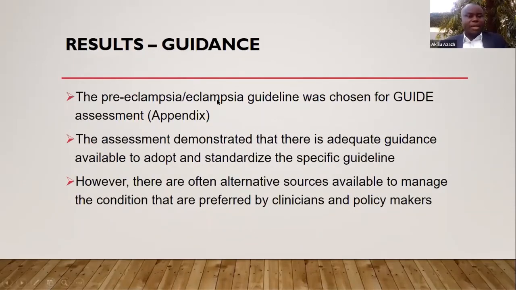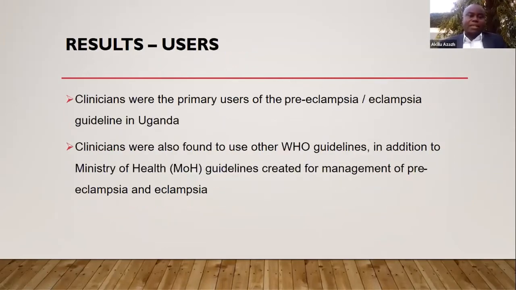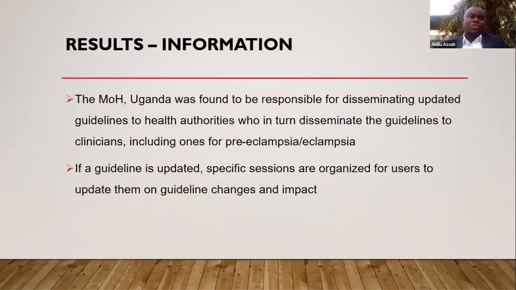For the results, the preeclampsia guideline was chosen, like I said before. The assessment demonstrated that there is adequate guidance available to adopt and standardize the specific guideline. However, there are often alternative sources available to manage the condition that are preferred by clinicians and policymakers. The clinicians were the primary users of the guideline in Uganda. They were also found to use other WHO guidelines in addition to the Ministry of Health guidelines created for management of that condition that we chose.